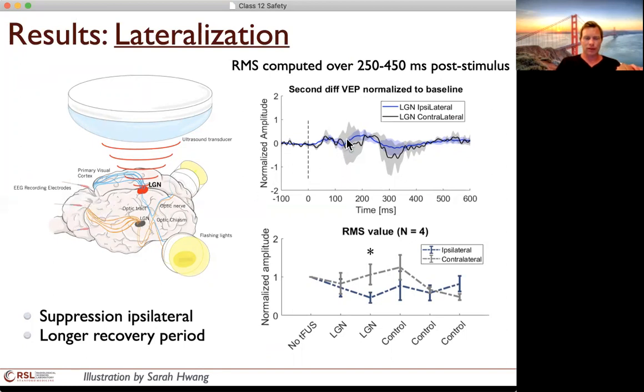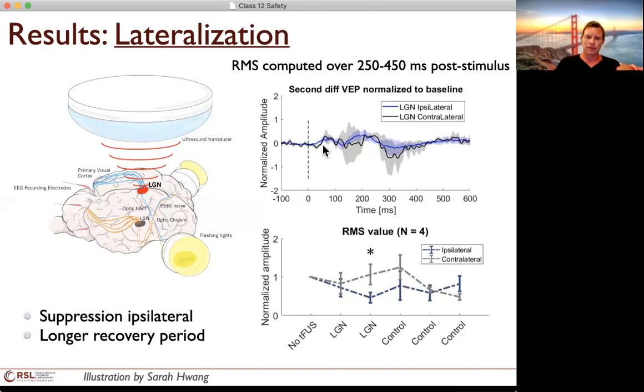And here what we see is that when we sonicated the LGN, the signal that was ipsilateral, given in blue, is much smaller than the visually evoked potential that was measured contralateral, which is much bigger.